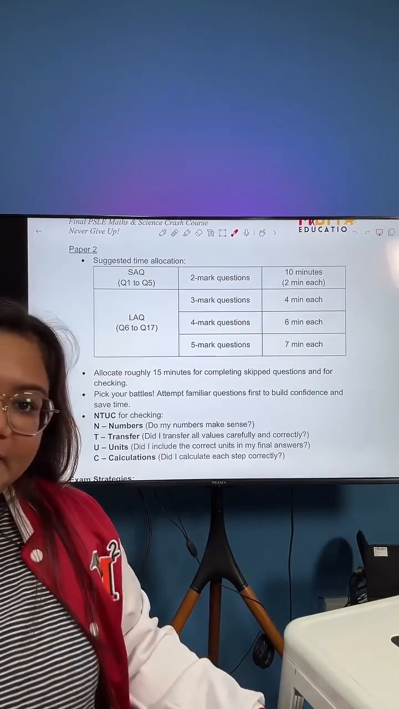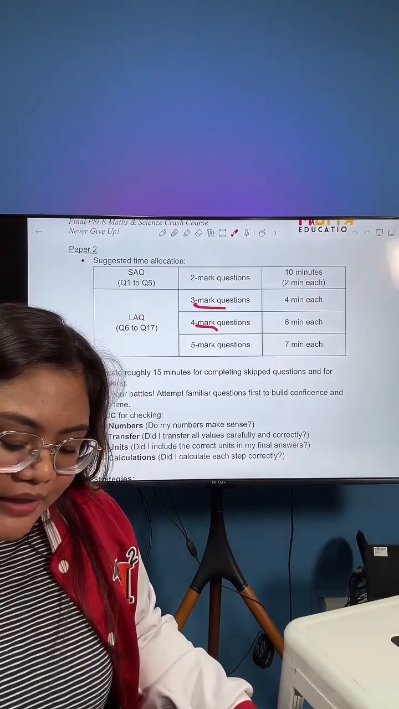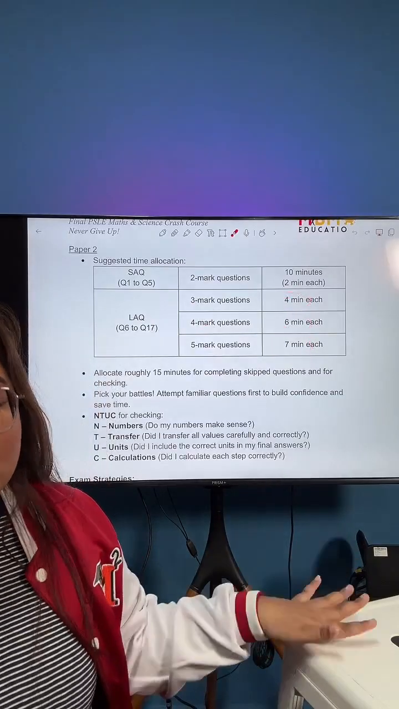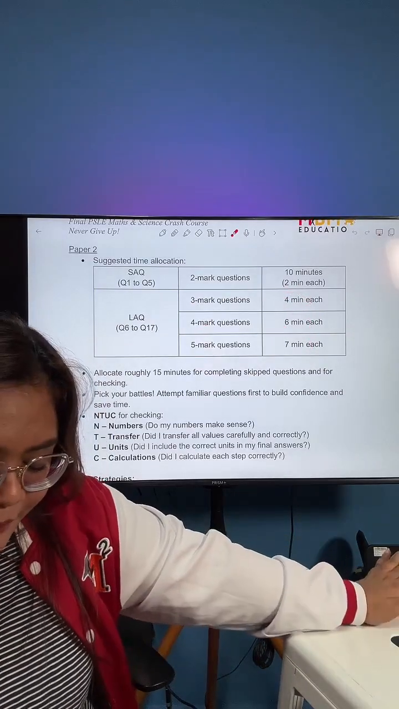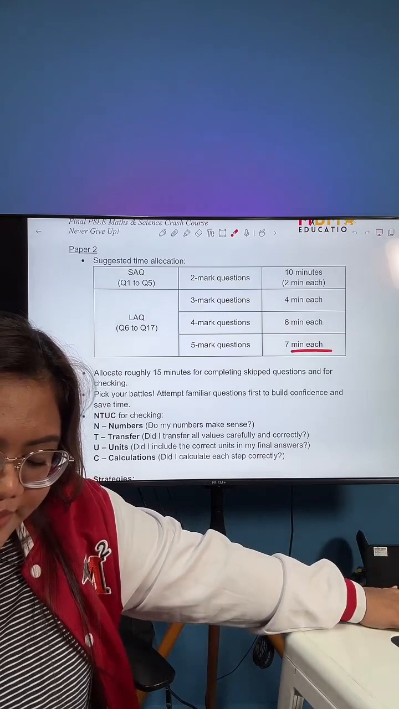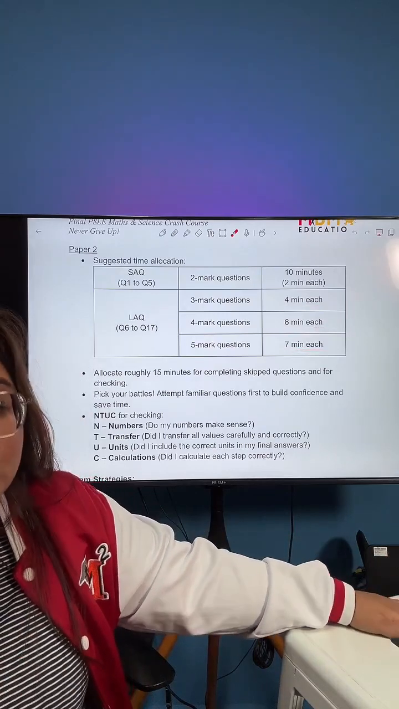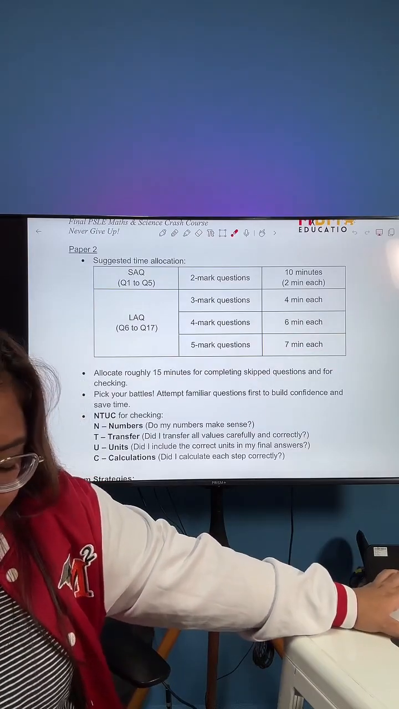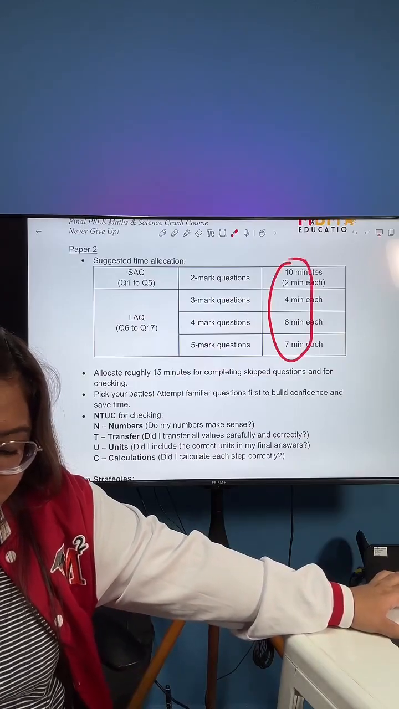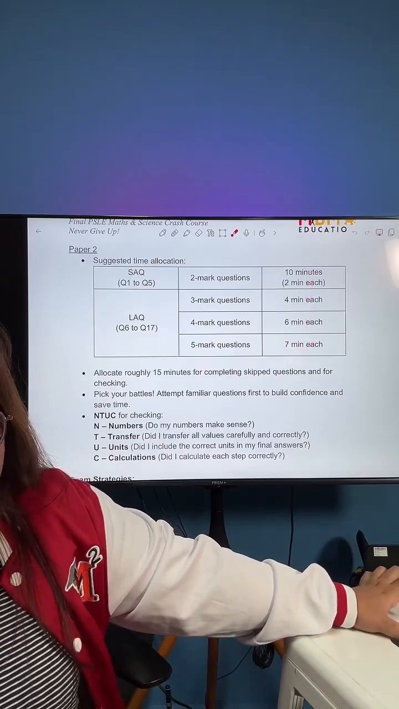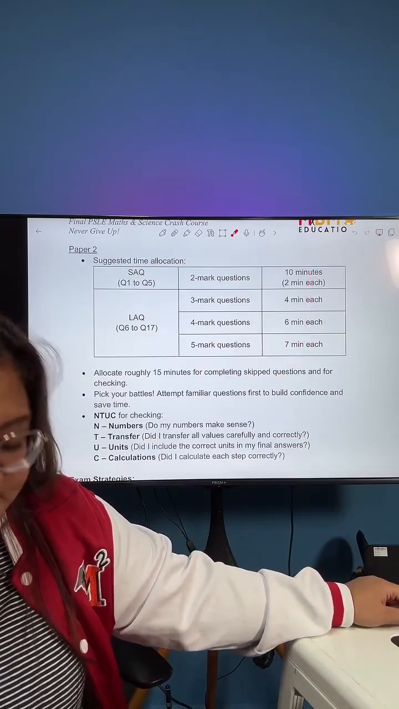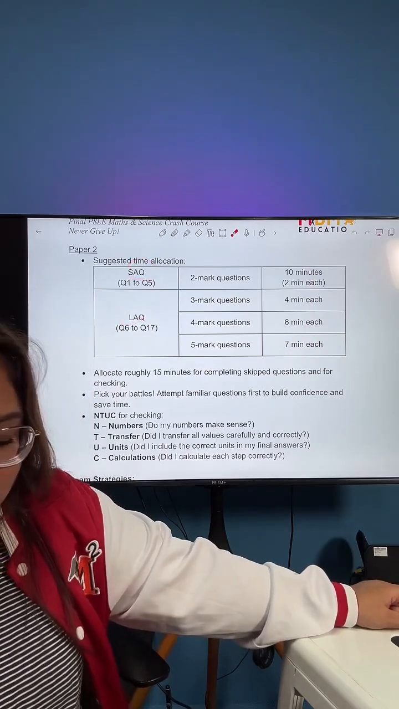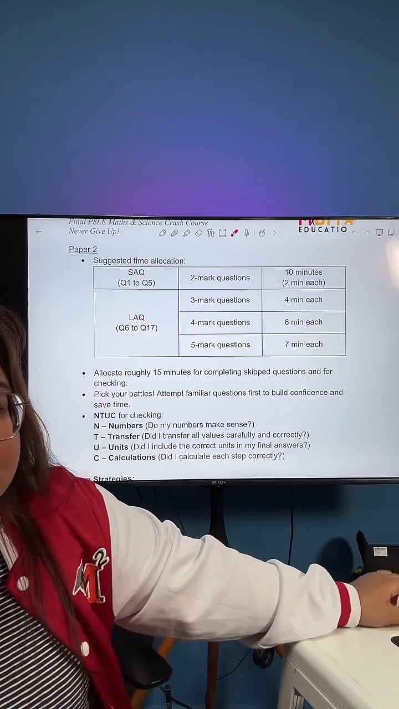For the 3-mark, 4-mark, 5-mark questions, these are the suggested time for you to spend for each of them. Because if you spend way more than this, you are not going to have enough time to check. So 15 minutes can be allocated after you use these suggested time allocations for you to do all your skipped questions. LAQ is long answer, SAQ is short answer. So question 1 to question 5 is short answer.